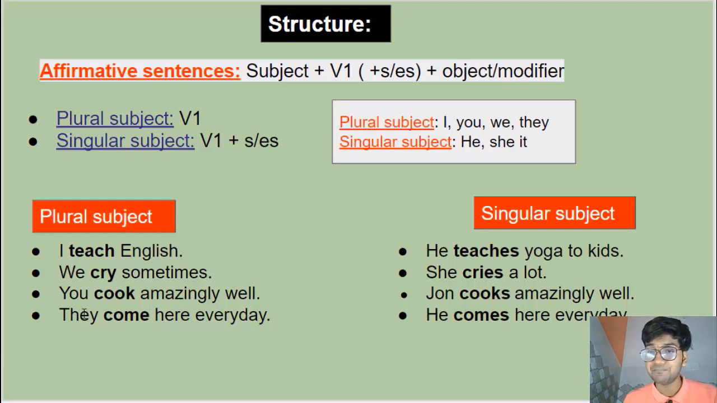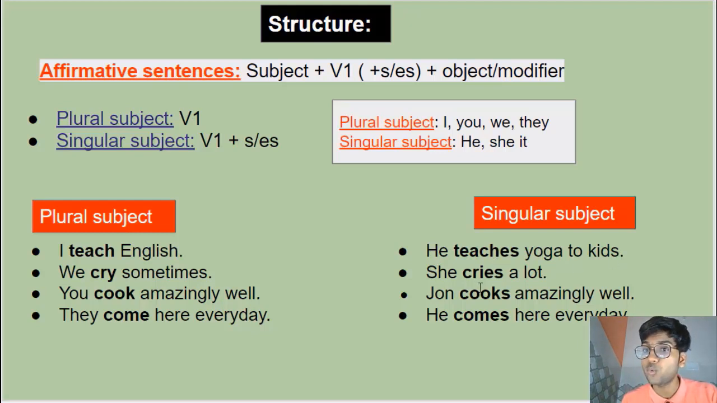I, we, you, they. And we're using the first form of verbs here: teach, cry, cook, come. But if the subject is singular, we change the form of these verbs. We add s or es at the end of the verb. Okay, I teach English. He teaches yoga to kids.